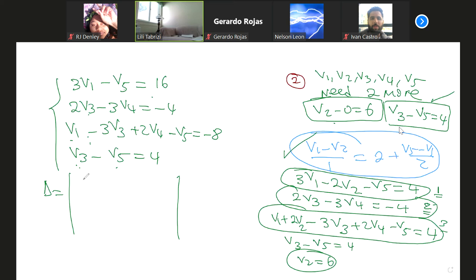Okay, what is the first row? 3, there is no v2, there is no v3, there is no v4 and v5. Then there is no v1 for equation number 2, there is no v2, v3, v4, no v5. Row number 3, v1, there is no v2, minus 3, v4.